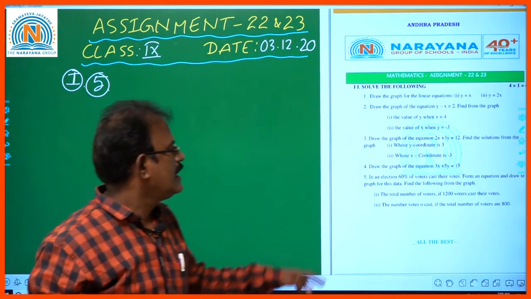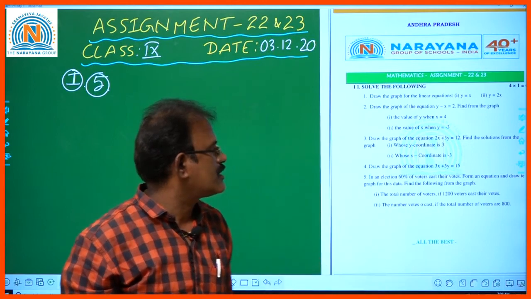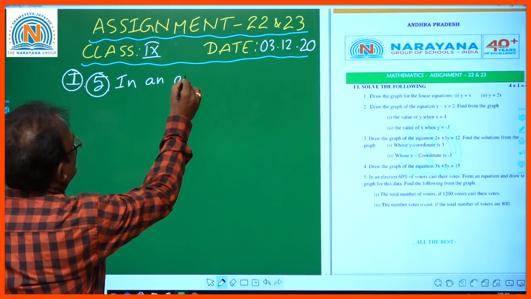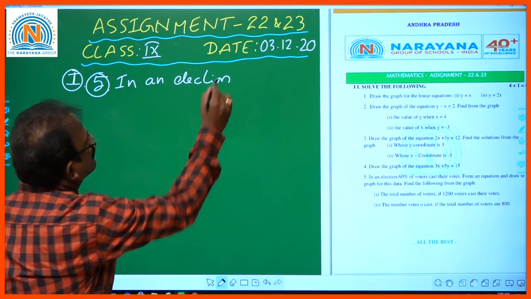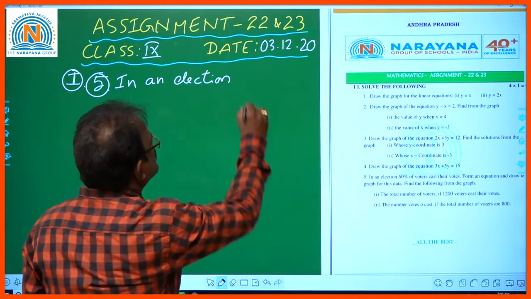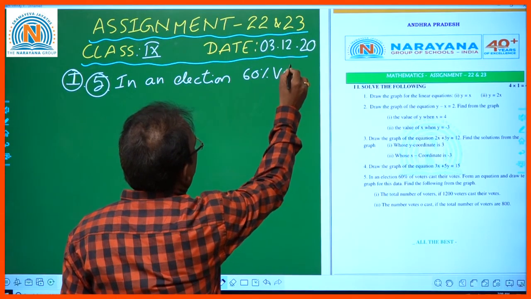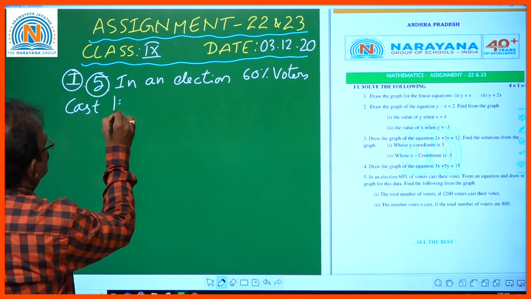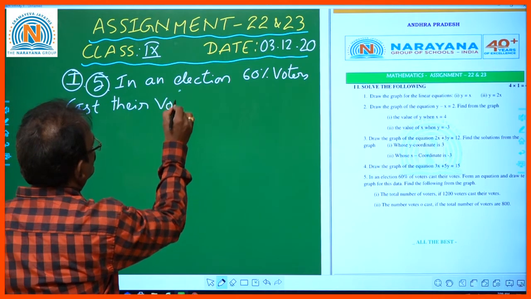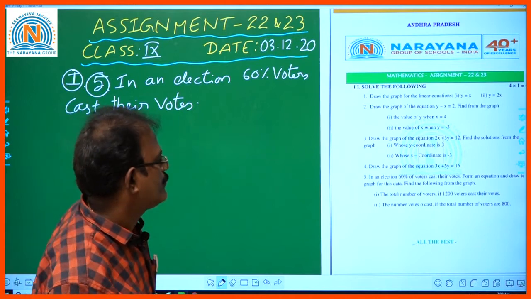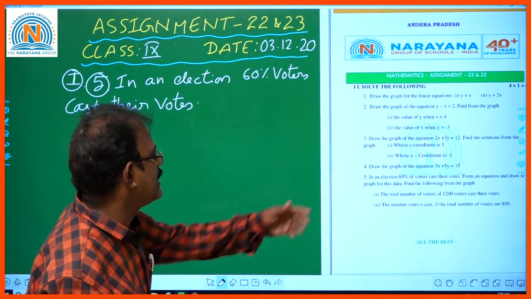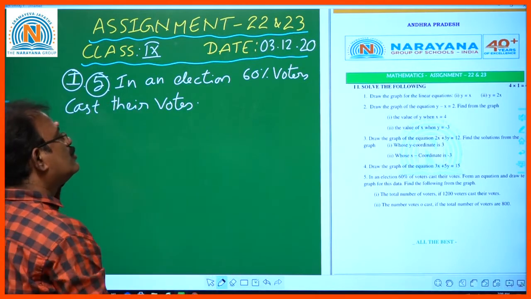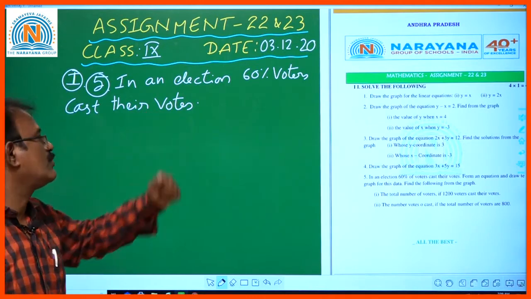Fifth one. In an election, 60% voters cast their votes. Form the equation and draw the graph for this data, find the following from the graph. First of all, this is the situation. First of all, how to draw the graph for this situation?